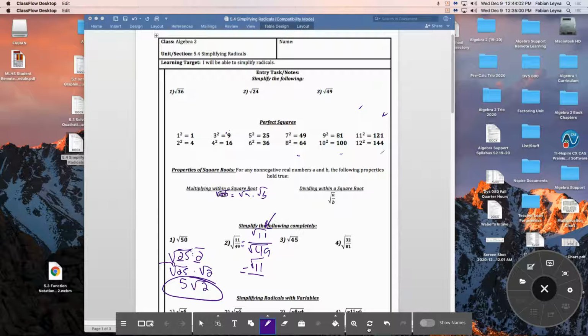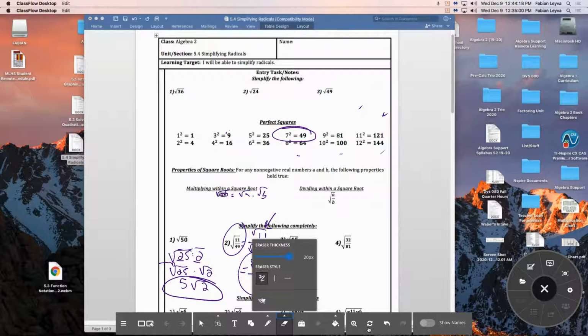I can move on to the 49. Now, is 49 a perfect square? If you're lucky, it is, which in this situation it is, because the square root of 49 is 7. So the square root of 11 over 49 can simplify to the square root of 11 over 7. And that's pretty much it.